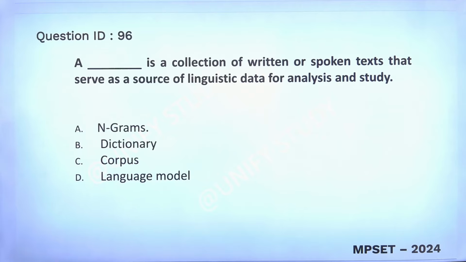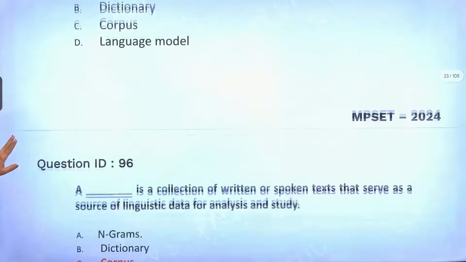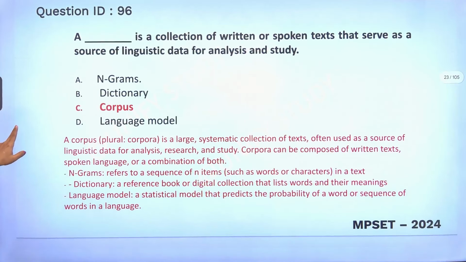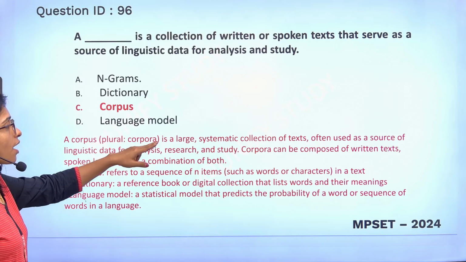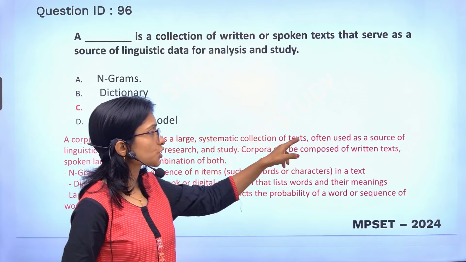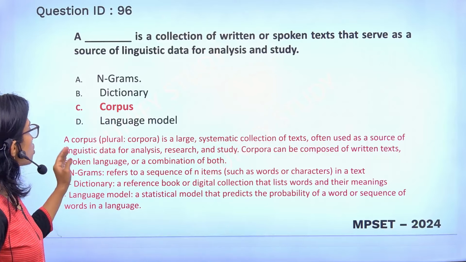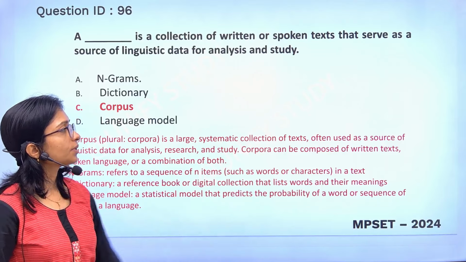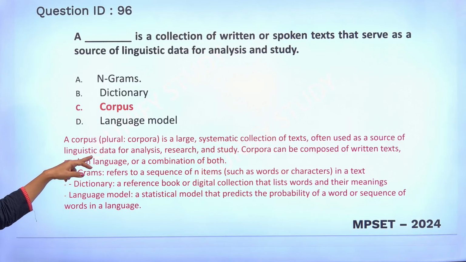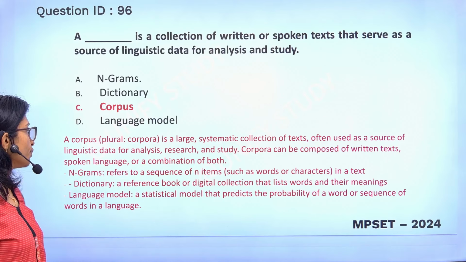A dash is a collection of written or spoken text that serves as a source of linguistic data for analysis and study. This is called corpus. Corpus, plural form corpora, is a large collection of text often used as a source of linguistic data for analysis and study. Corpora can be composed of written text, spoken language, or a combination of both.